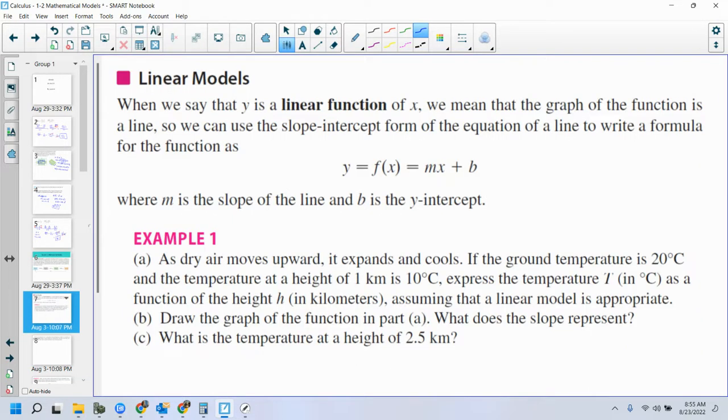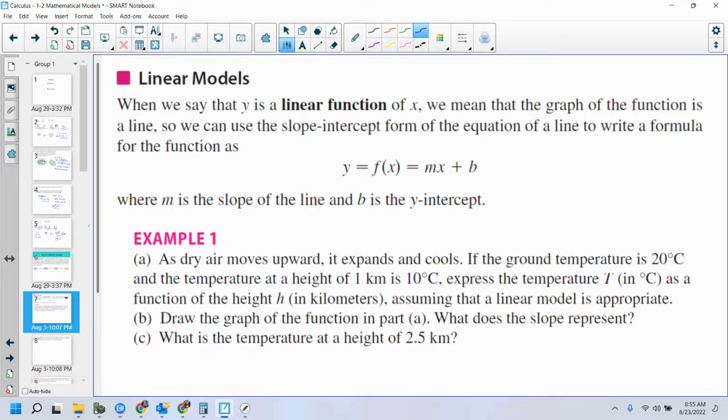Okay. All right. So let's start with our most basic type of model, the linear model. When we say that y is a linear function of x, we mean that the graph of the function is a line, obviously. So we can use the slope-intercept form of the equation of a line to write the function. Back in Algebra 1, we learned slope-intercept form, y equals mx plus b, where m is the slope and b is the y-intercept. It would be great to say that everything falls exactly on a line if it's a linear function, right? We can say if it truly is a linear function, it is exactly going to fall on that line.